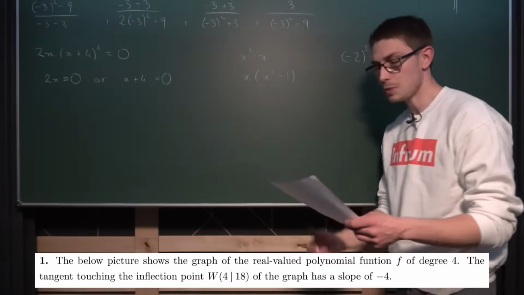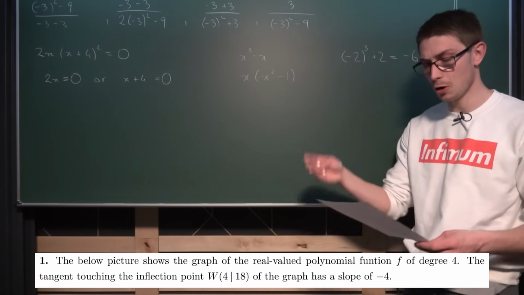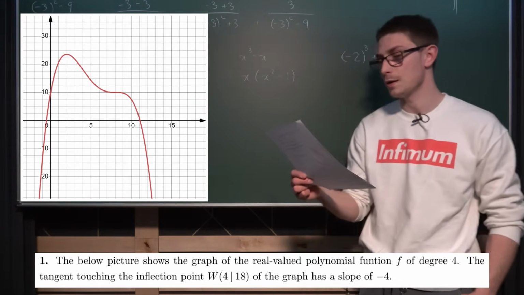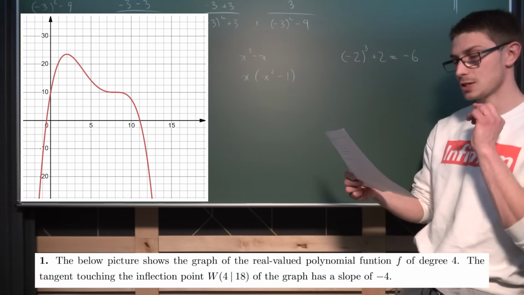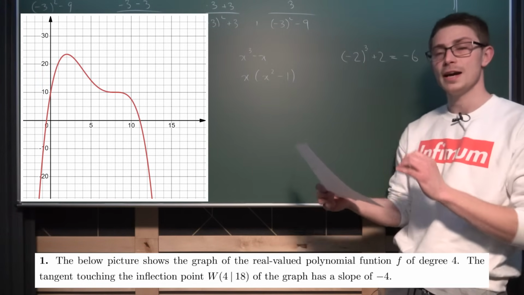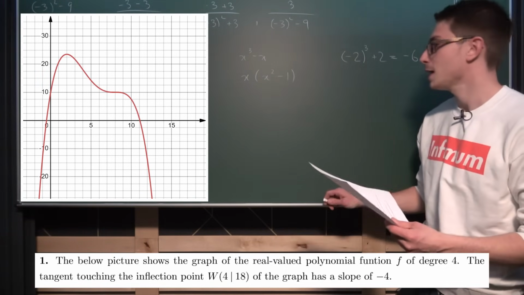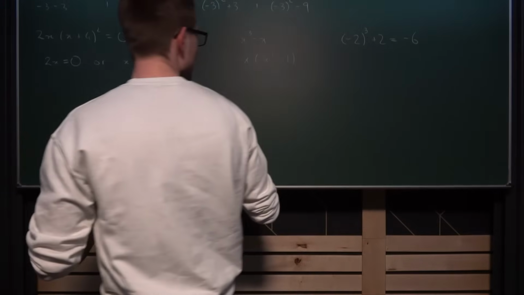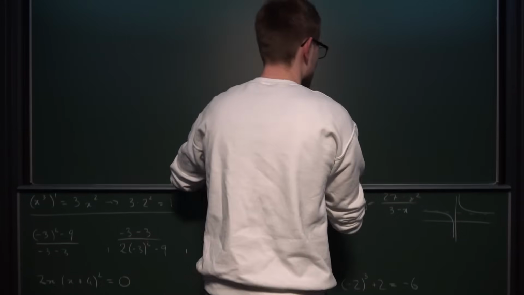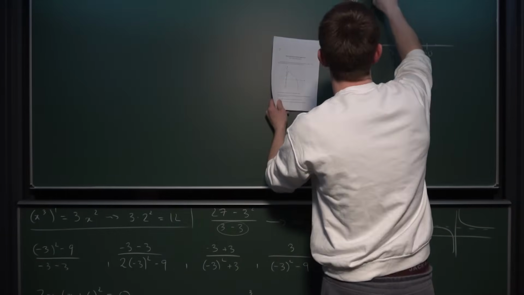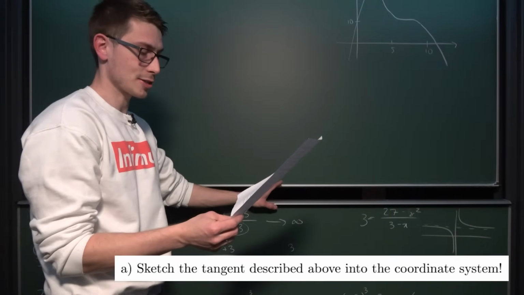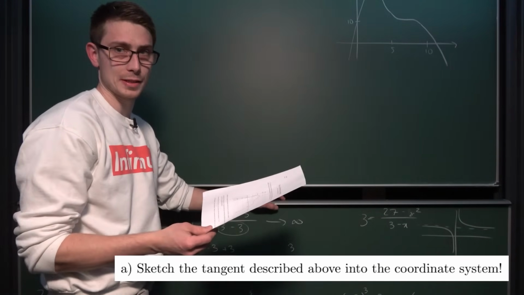Now next up, what we have is a function. In the below picture, we have the graph of a real-valued polynomial function of degree 4. The tangent touching the inflection point W, 4, 18 of the graph has a slope of -4. Let me sketch out the graph real quick here on the chalkboard such that I can use it. I'm gonna put it here. Give me a second.